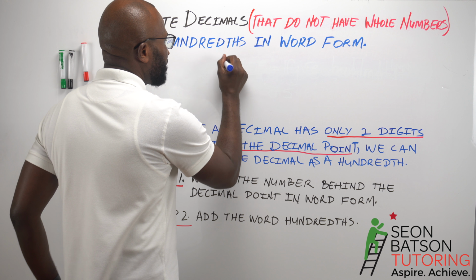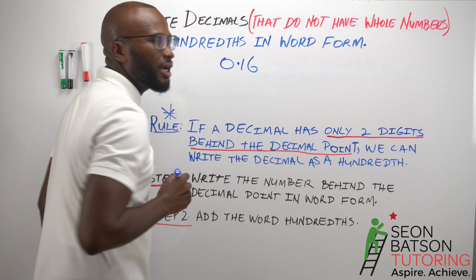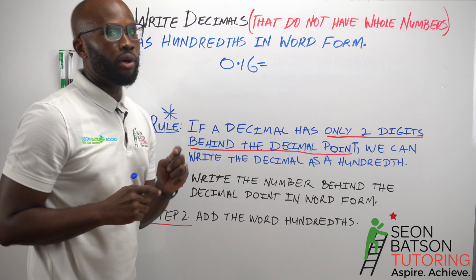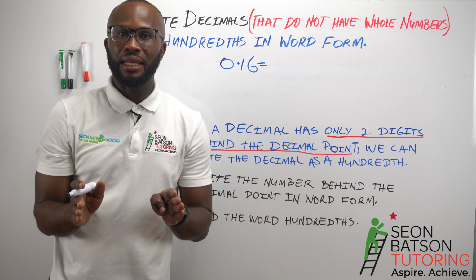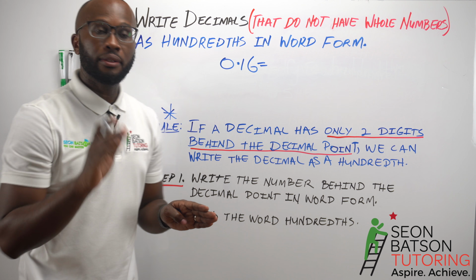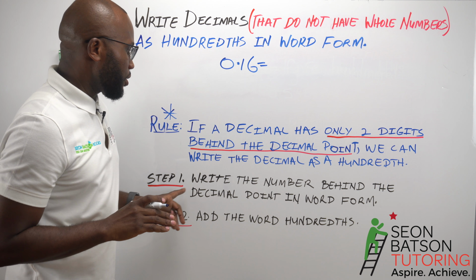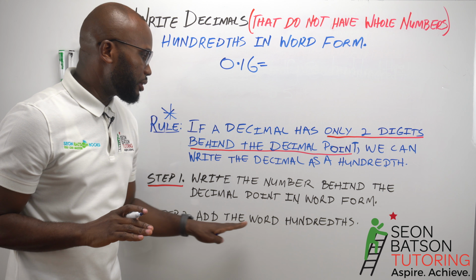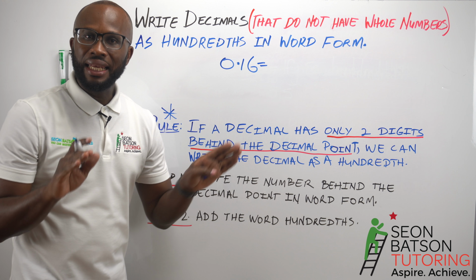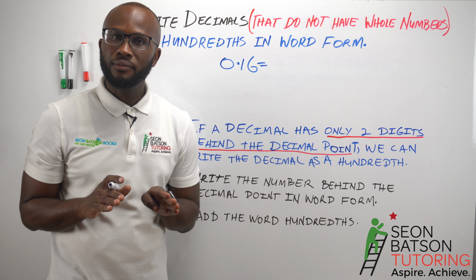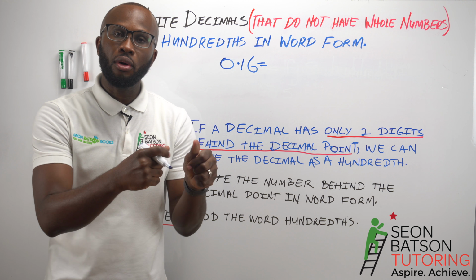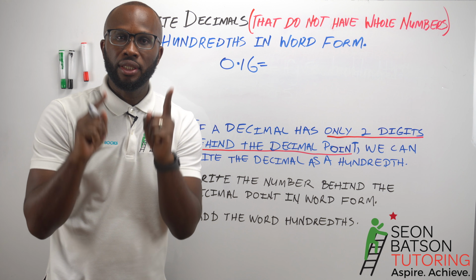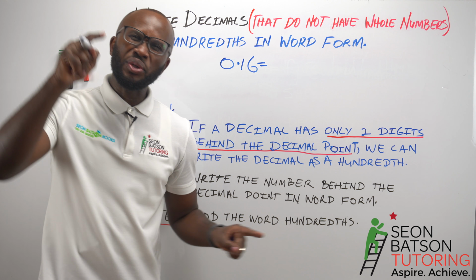I'm going to give you guys a chance to shine. So I want you to write 0.16 as a hundredth in word form. Remember the plan. Step 1, we're going to write the number behind the decimal point in word form. Then you will simply add the word hundredths. Get it? So I want you to pause the video, give it a try. If you need to, you can go back and look at the previous examples and then come back and work this one. But I want you to work it on your own. I believe in you. You got this.